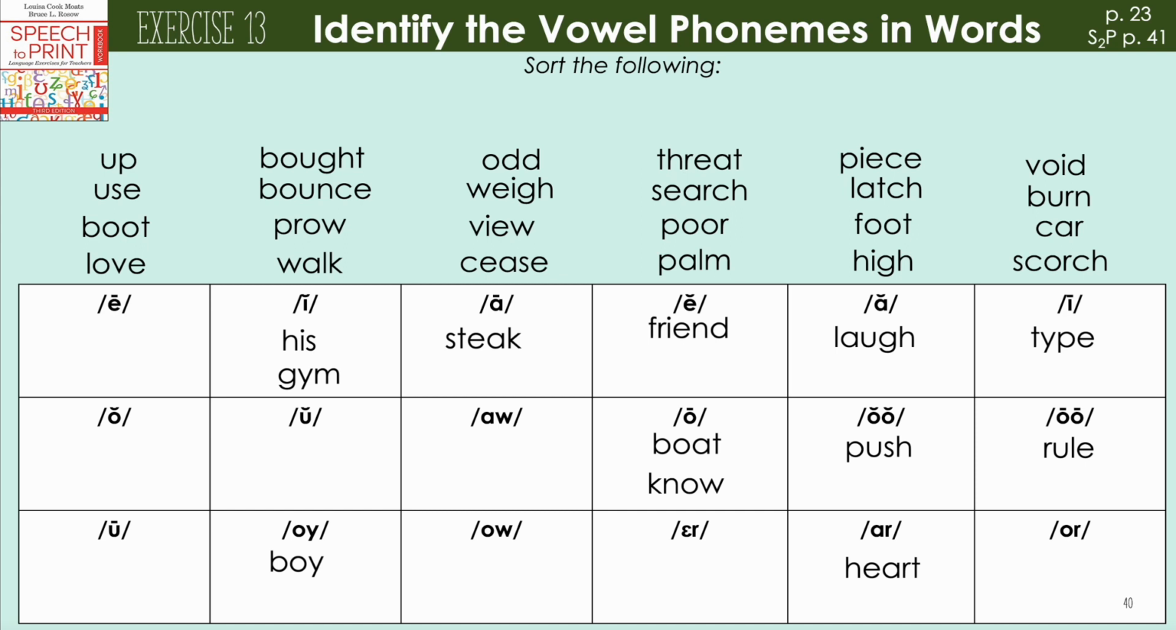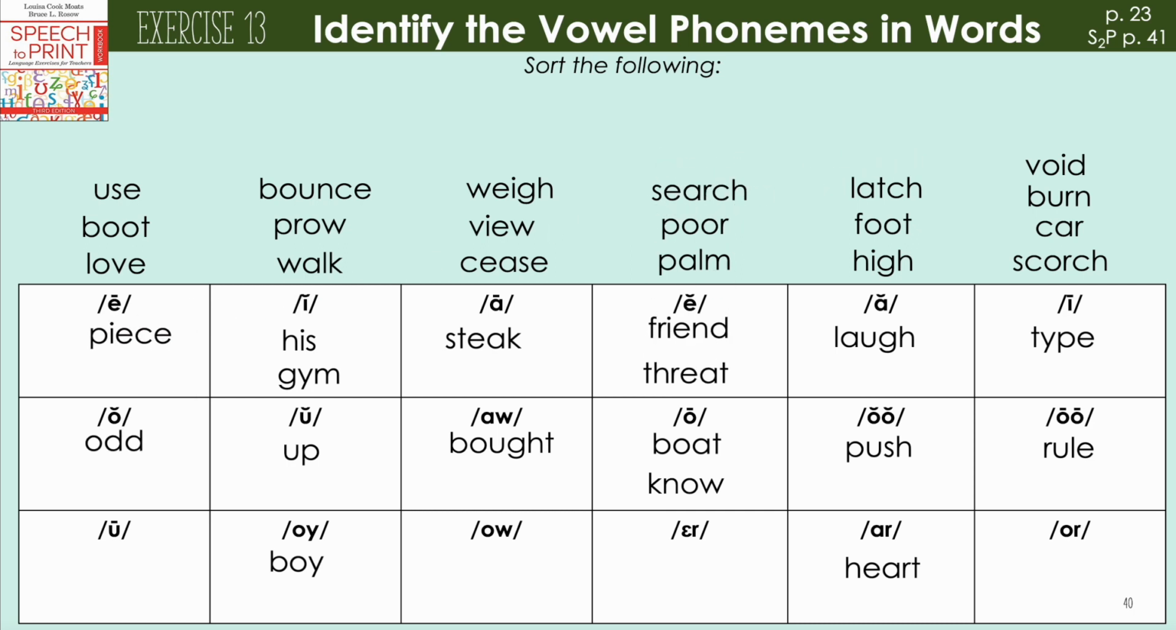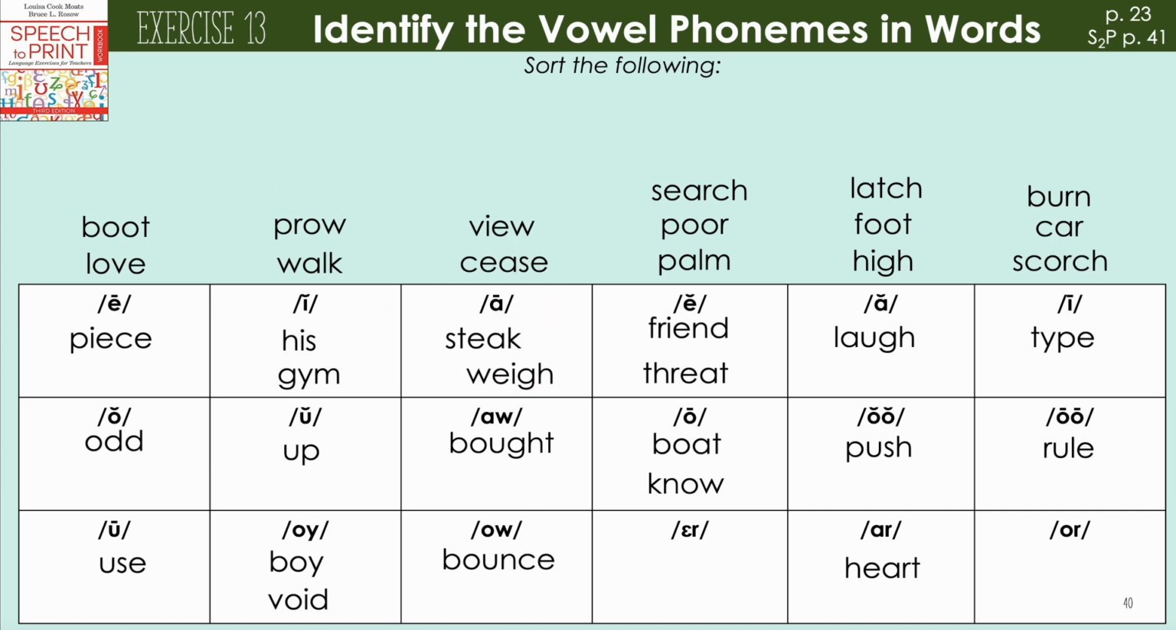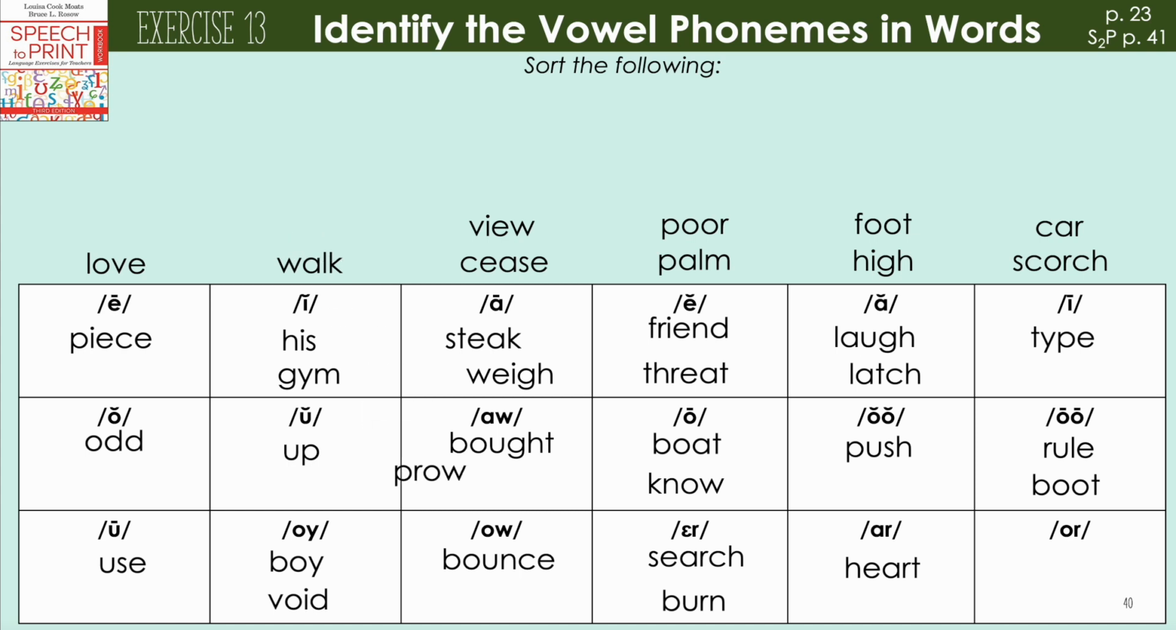Okay, hopefully now you've unpaused and you had a chance to fill all those out, and let's check your answers. So we have up, short U, bot is the ah, odd is short O, threat is the short E, peace is a long E, void is an oi, use has that long U, use, you can hear that U on it, bounce is an ow, way is a long A, latch is an A, burn is also an R sound, boot is, I like to say, long double O or the oo sound.